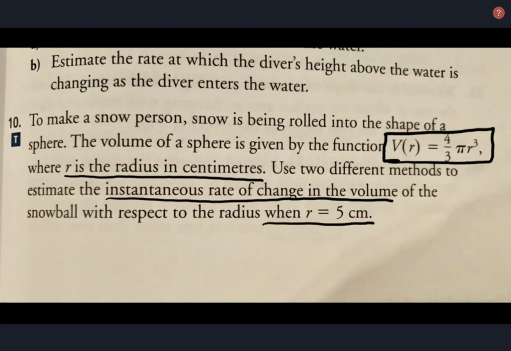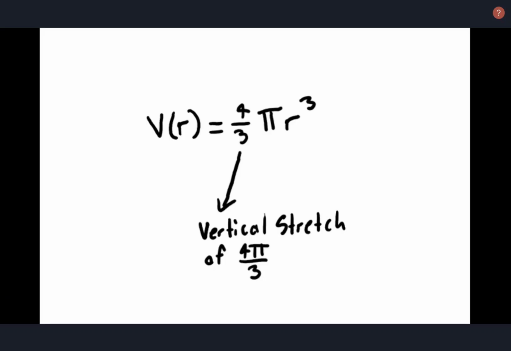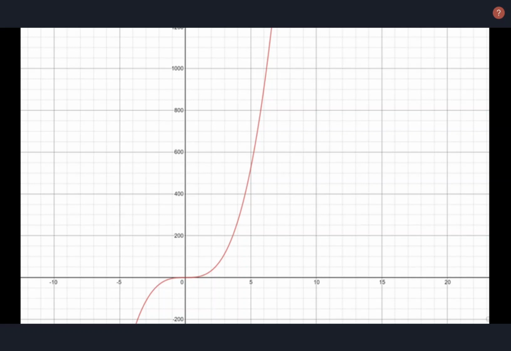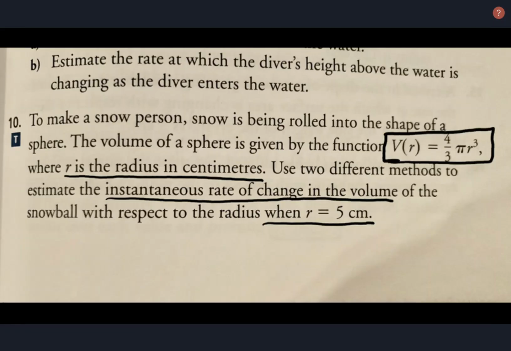From the question, we know that the cubic function that is given to us has a vertical stretch of 4 pi over 3 and no other transformations from the basic cubic function. Therefore, using Desmos, the graph will look as displayed on screen. The question also tells us that we are dealing with centimeters as our measurement for radius, which means that our units for volume will be centimeters cubed. The last thing the question tells us is that we have to find rate of change at r equals 5 centimeters, but before we can do that, we must first learn a bit about rate of change.